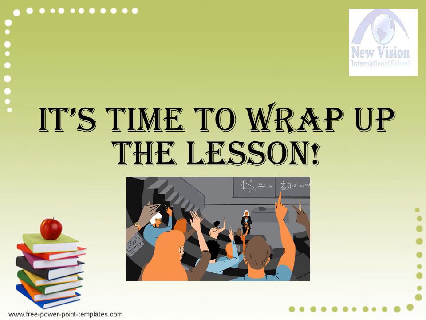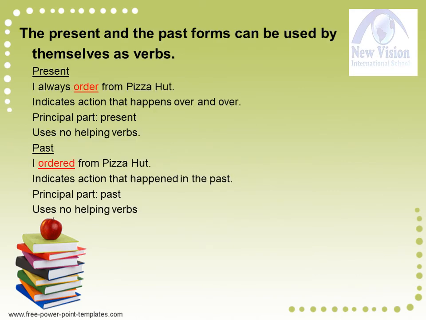Good job! Now, it's time to wrap up the lesson. The present and the past forms can be used by themselves as verbs. Present, I always order from Pizza Hut. Present indicates action that happens over and over. It uses no helping verbs. Past, I ordered from Pizza Hut. Past indicates action that happened in the past. It uses no helping verbs.